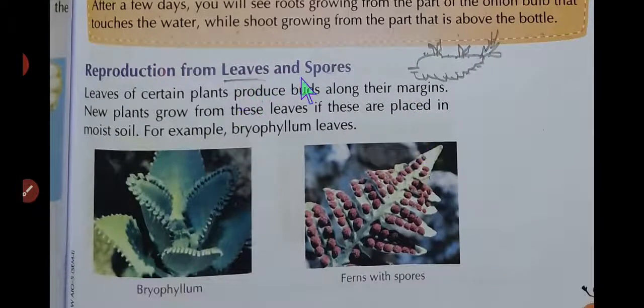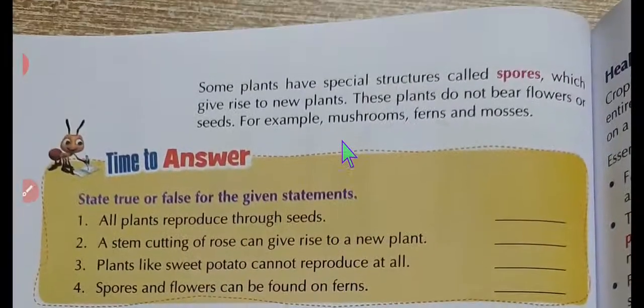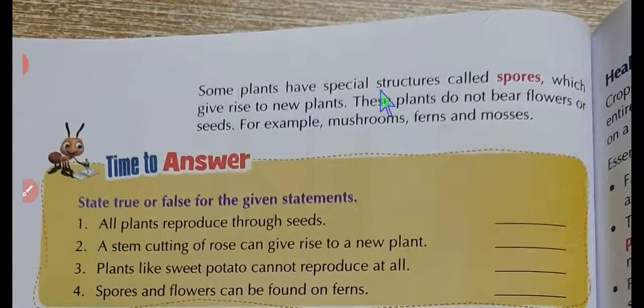Reproduction from leaves and spores. Leaves of certain plants produce buds along their margins. New plants grow from these leaves if these are placed in moist soil, for example, bryophyllum leaves. Some plants have special structures called spores, which give rise to new plants. These plants do not bear flowers or seeds, for example, mushrooms, ferns, and mosses.